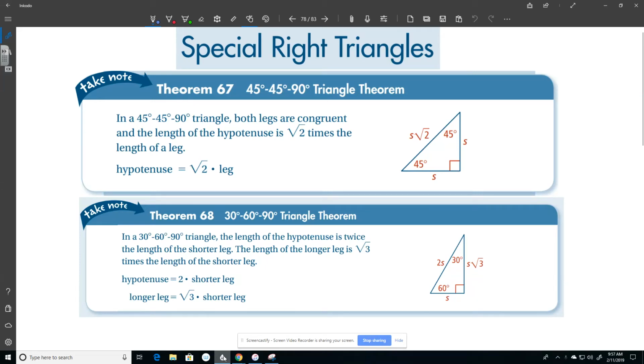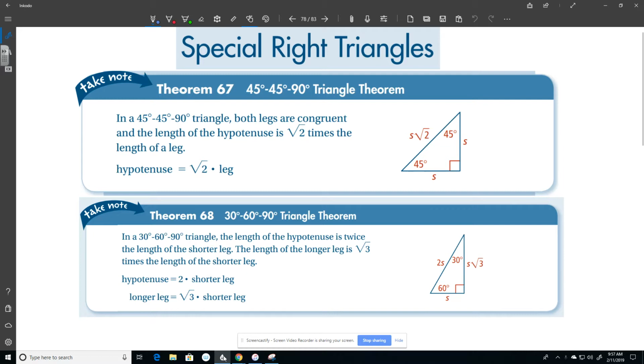All right, guys. So really easy day after our sine, cosine, tangent stuff. Today we're talking about special right triangles. And there's really only two of them that we're going to worry about. The first one is right triangles that have two 45-degree angles. So there's a picture right here.